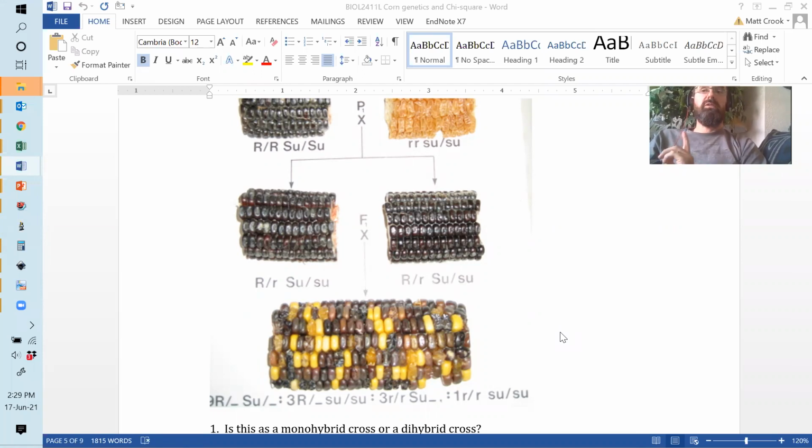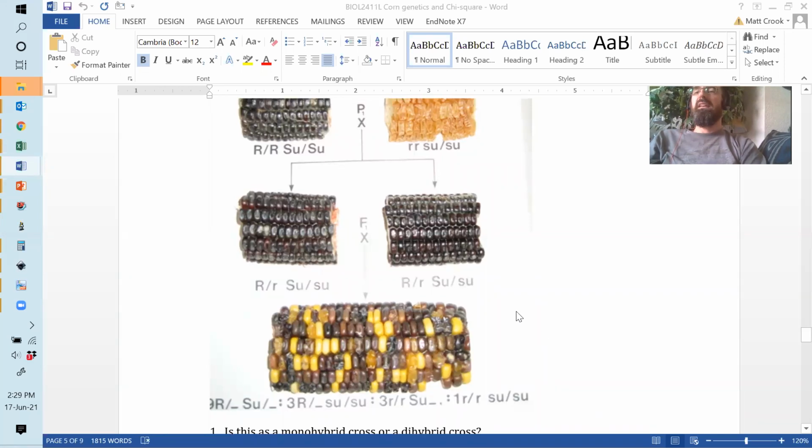Just always got to remember to do it from the total, not from the value that you get for each individual phenotype combination, but from the total number that you count.